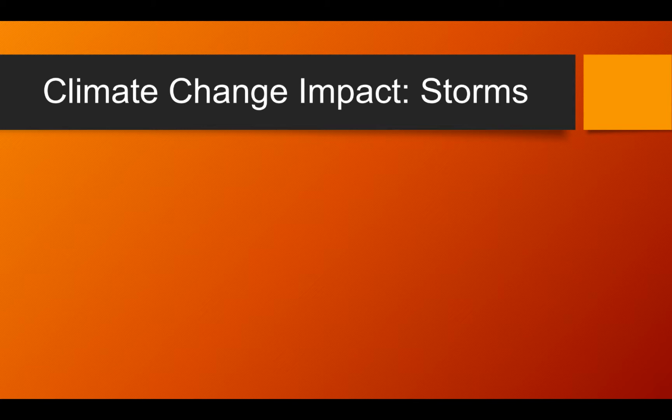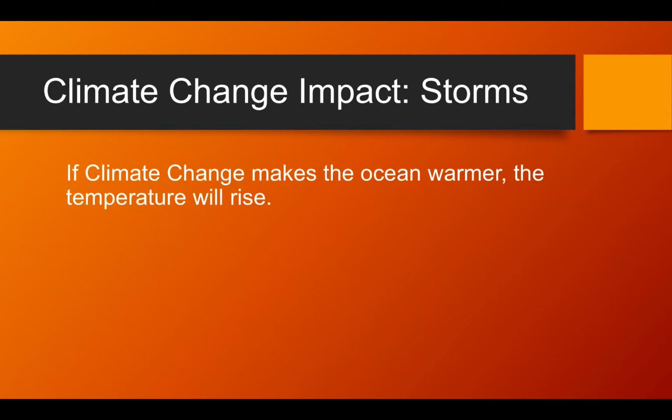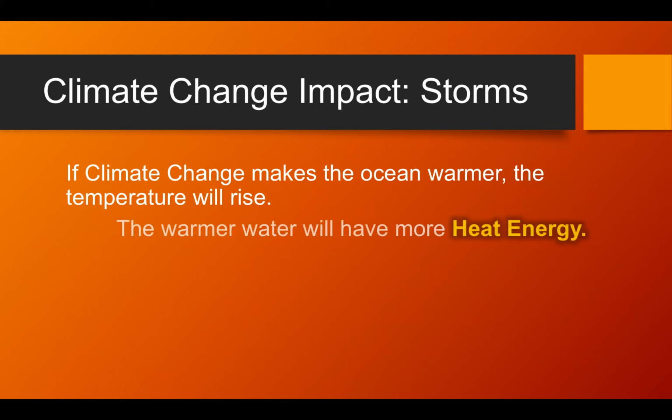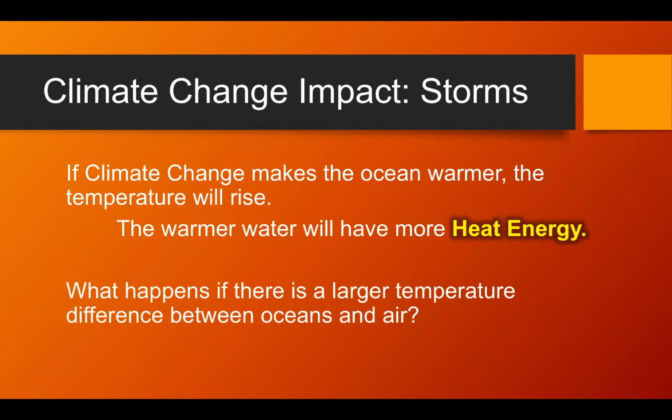So what about climate change and the impact of storms? If climate change makes the ocean warmer, which is what we're measuring on Earth today, then the temperature of the oceans will rise. If the temperature of the oceans rise, that warmer water will effectively have more heat energy in it. And therefore, what do you think will happen with a larger temperature difference between the oceans and the air, or more heat energy in the oceans? Well, stronger storms are going to be expected.